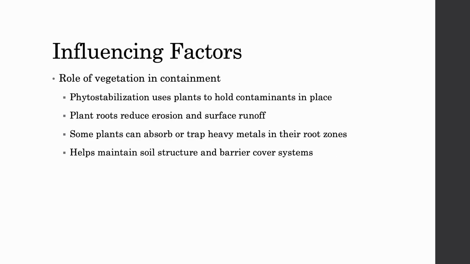Vegetation can also play a role in containment. Phytostabilization uses certain plants to reduce the movement of contaminants, especially near the surface. The root systems help prevent erosion and runoff, which could otherwise carry pollutants into nearby water bodies. Some plants can even bind contaminants into their root zones, keeping them from moving deeper into the soil. Also, vegetation helps keep barrier covers intact by protecting them from weather and helping with water regulation. So even though plants might seem passive, they can be a valuable part of a multi-layer containment system.